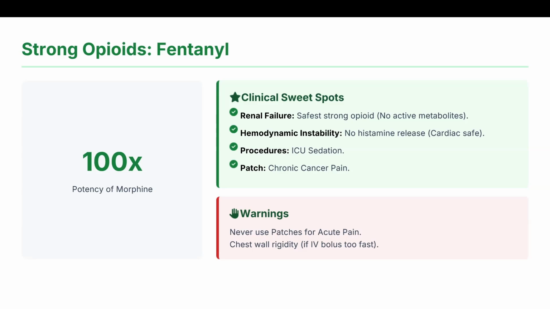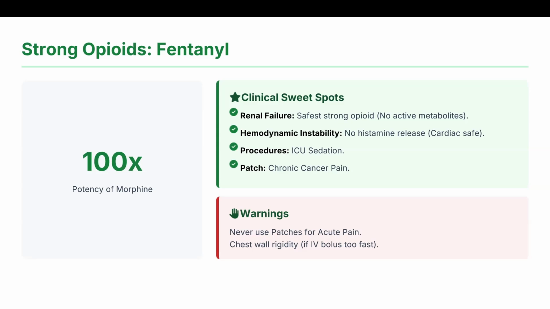For patients who are on noradrenaline support and on mechanical ventilation, for mild sedative action, fentanyl is the preferred drug of choice. For procedures in ICU, for ICU sedation, for everything, fentanyl is the drug of choice.